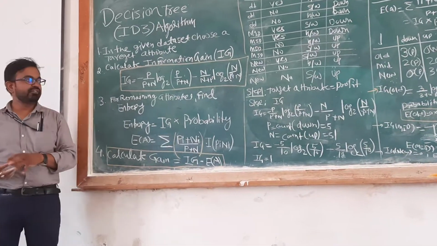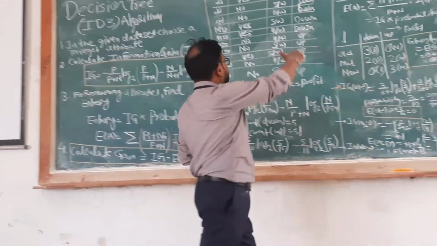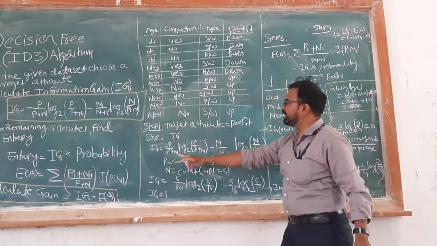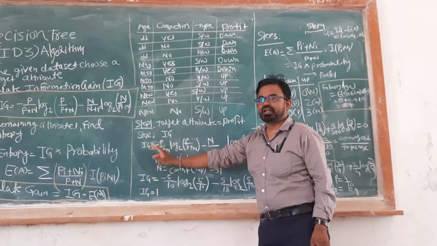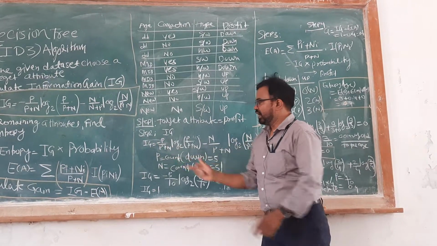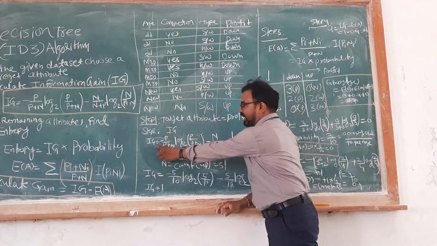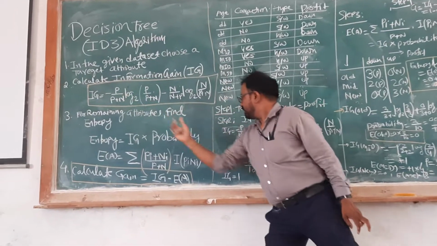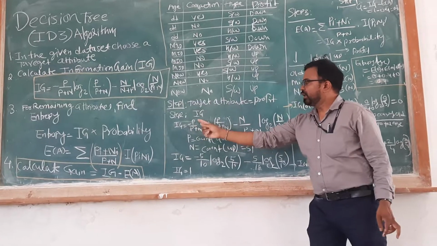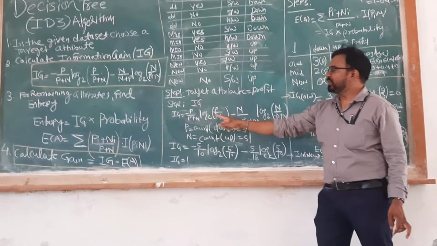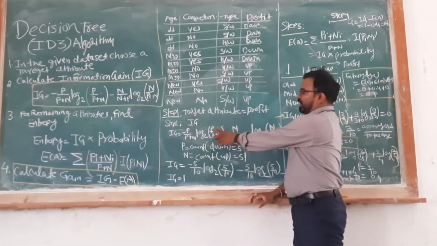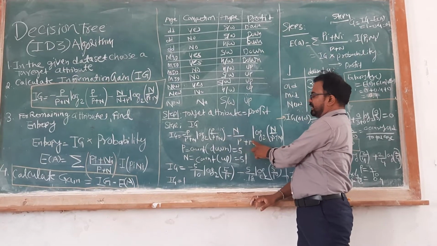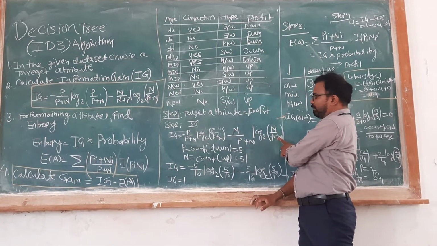IG is what? Information gain. So for this database, how do you calculate the information gain? Very important, please pay your attention. How do we calculate the information gain? We know that this is the formula. We can write out the formula: minus p upon p plus n log 2 p upon p plus n, minus n upon p plus n log 2 n upon p plus n.